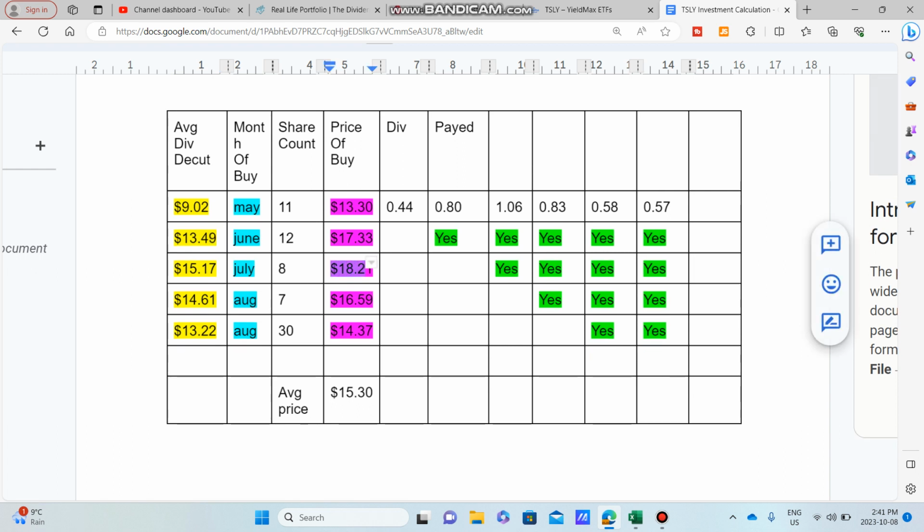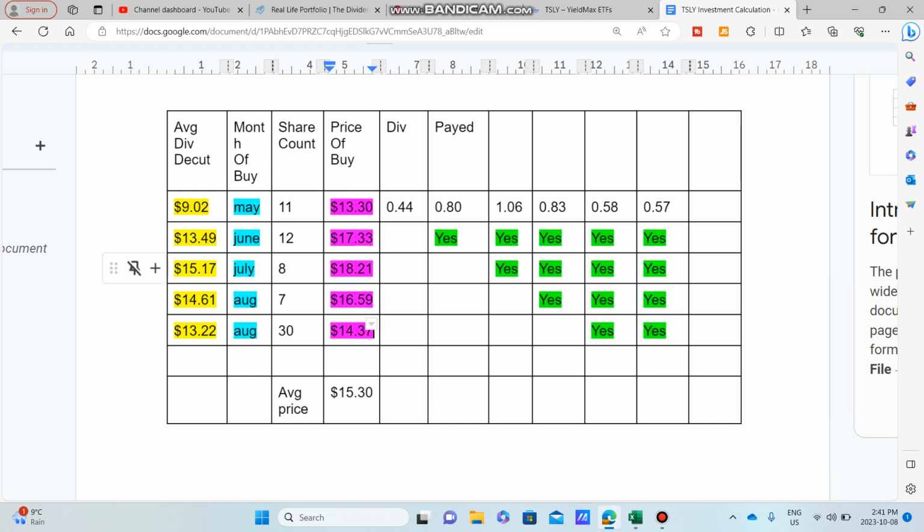Going to our next one, $18.21. I've been holding it for a little while, about 4 months now, and you can see that my average share price is $15.17 on these 8 shares. But as you can see, this is the highest average price with the dividends deducted that I have, and so that is pretty incredible. I understand that my average share price across is $15.30 just due to the fact that they're going off these prices here.